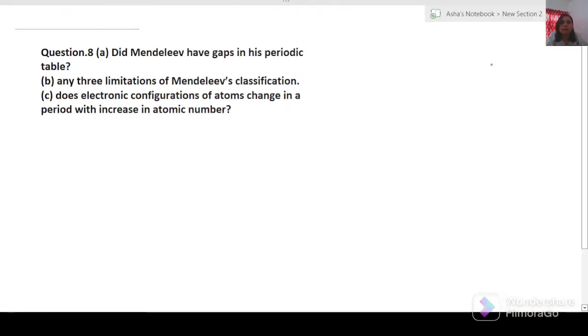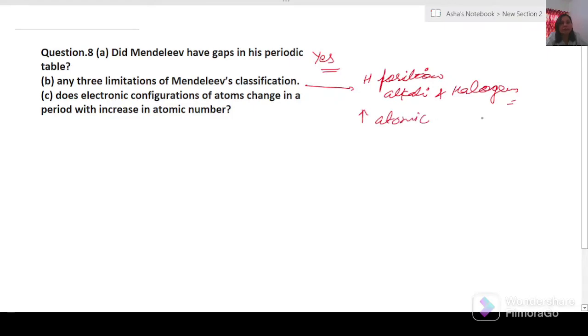Did Mendeleev have gaps in his periodic table? Yes, Mendeleev left some gaps in his periodic table to adjust the undiscovered elements basically. Any 3 limitations of the Mendeleev classification: position of hydrogen, because it was showing resemblance with both alkali metals as well as with halogens. Then, increasing order of atomic mass cannot be maintained, remember.